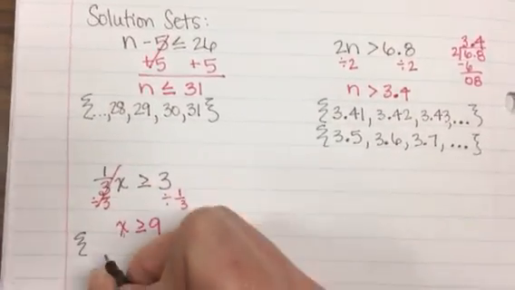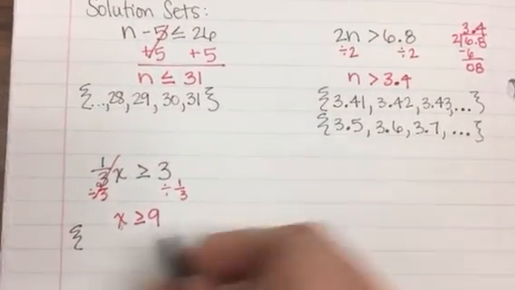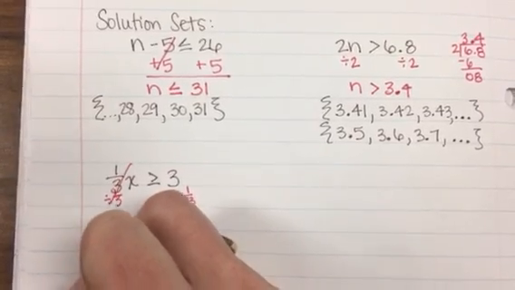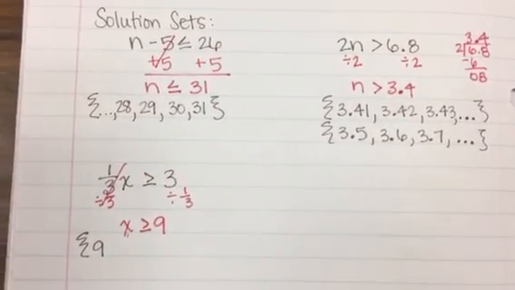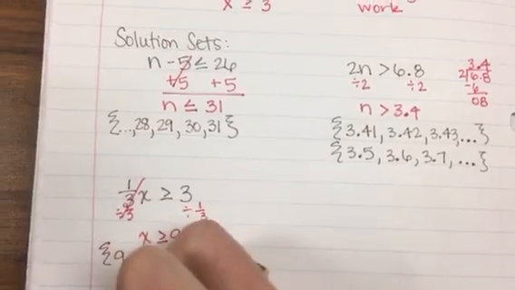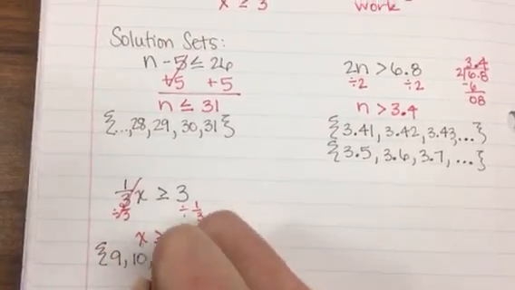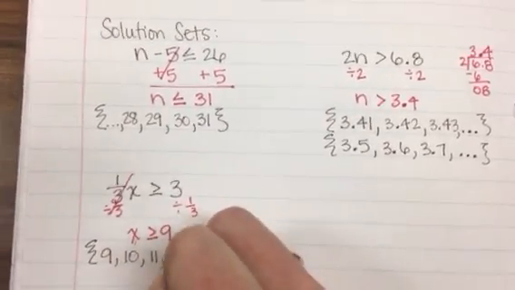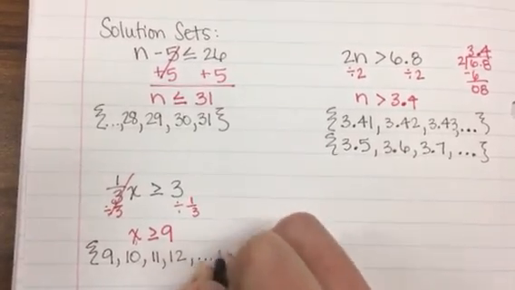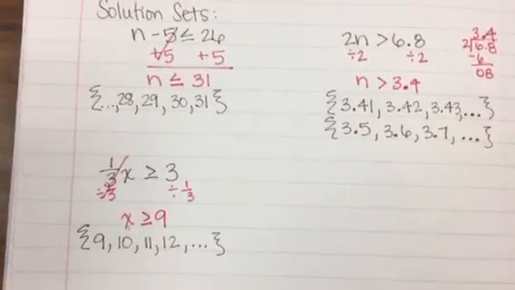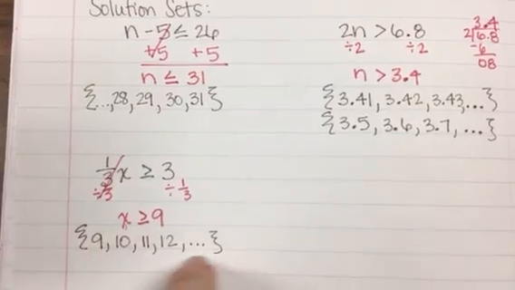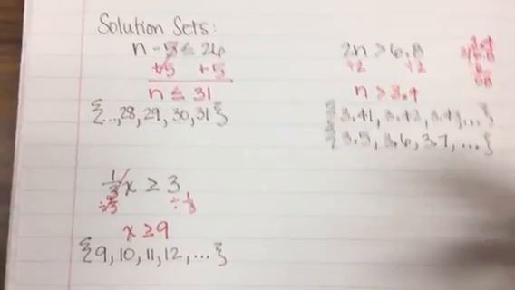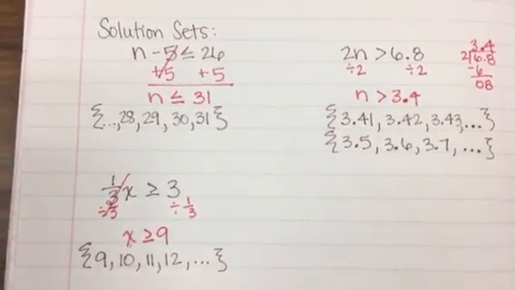So my solution set, for those of you who haven't figured it out yet, is going to look something like this. 9 is the smallest number that it can be. It has to be greater than that. So the next one could be 10, 11, 12. You get the point. We go on and on and on. Any number that's 9 or bigger, think about it like a number line, would be the solution set for this.